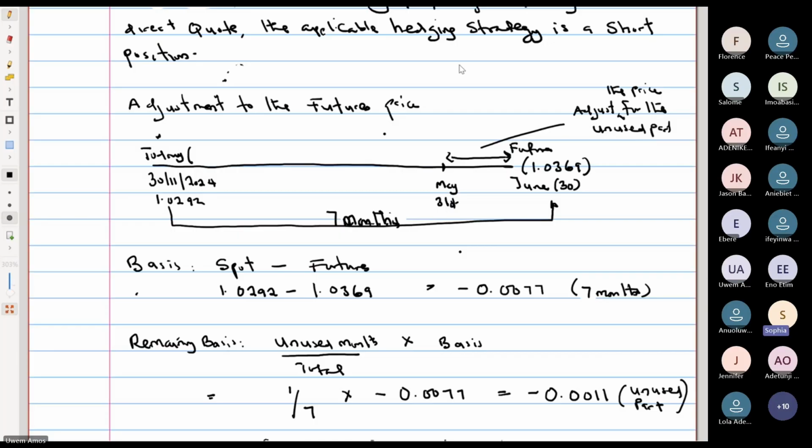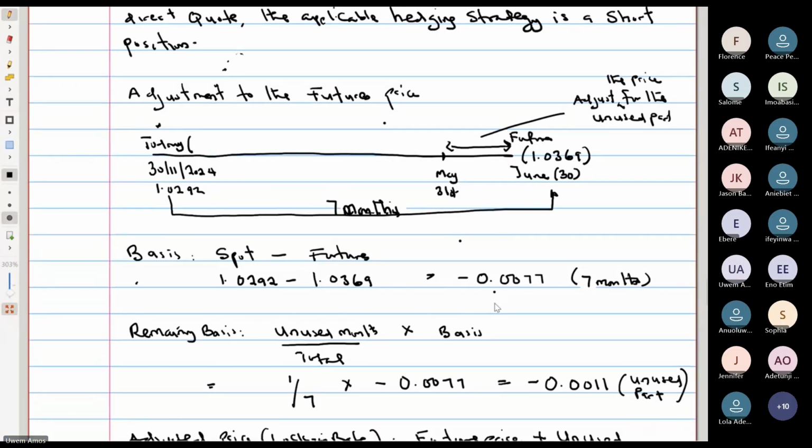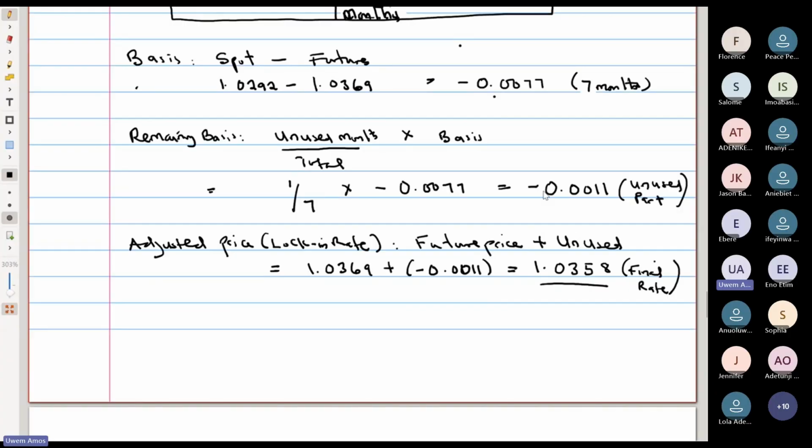Now the next question is, based on that, this is our locking rate. The sign of plus or minus, is it because we are receiving that we are having plus? The formula is the futures price plus the remaining basis. But because our value here is minus, that changes this plus, because plus minus 0.0011 changes it to minus. This is our locking rate. Our locking rate is minus 0.0011. Our formula is the futures price plus, but because this is minus, it changes to minus because plus minus is minus.